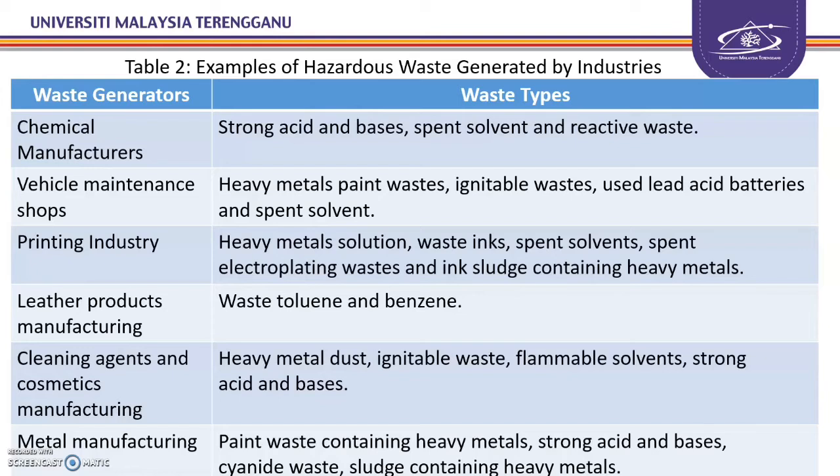What about the printing industry? The waste types are heavy metal solution, waste inks, spent solvent, spent electroplating waste, and ink sludge containing heavy metal. Hazardous waste is also produced from leather products manufacturing, and the waste is waste toluene and benzene. What about cleaning agents and cosmetic manufacturing? Normally they produce heavy metal dust, ignitable waste, flammable solvent, strong acids and bases. And the last example is metal manufacturing. Their waste includes paint waste containing heavy metal, strong acids and bases, cyanide waste, and sludge containing heavy metals.